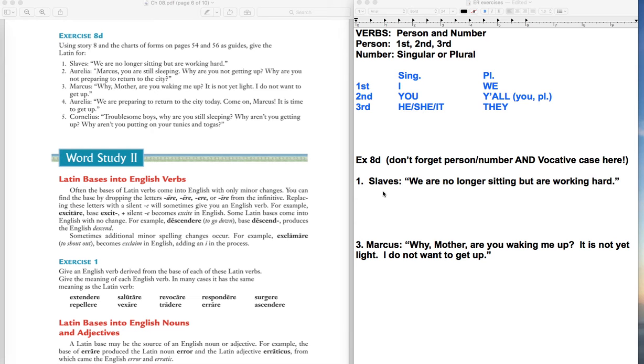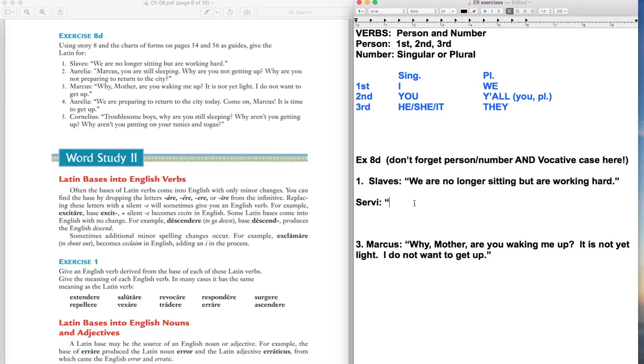Okay. 8D, number 1. We, the slaves, say, we are no longer sitting, but are working hard. So we're going to assume that this slaves here is a subject, because this is sort of them saying something here. Servi, that's slaves, plural. Now, here's where we get to person and number. We are sitting. This is our main verb here. We are sitting. So that is first person plural. We. We sit. We are sitting.